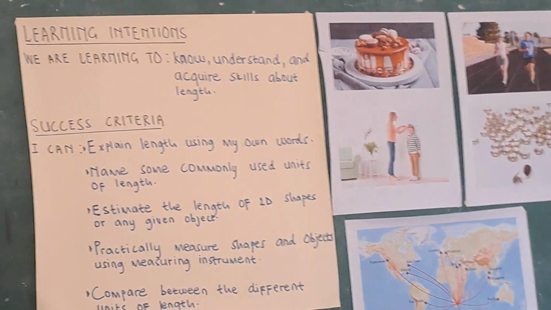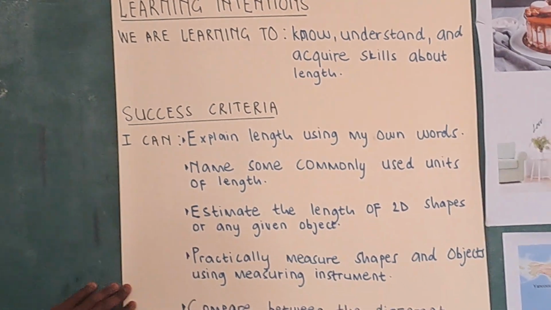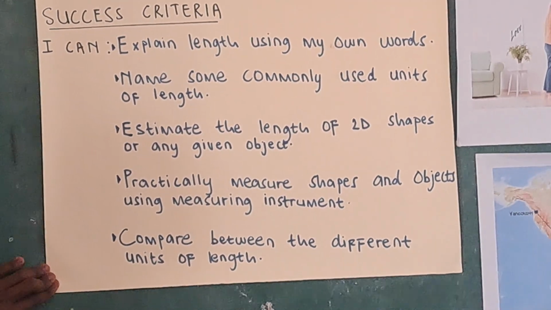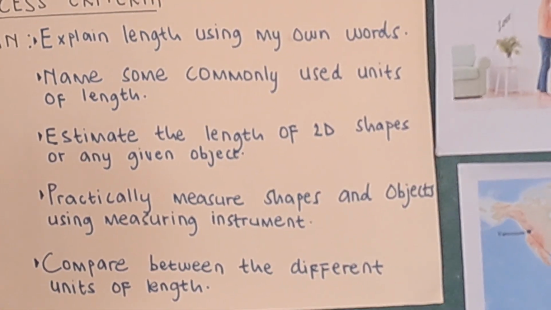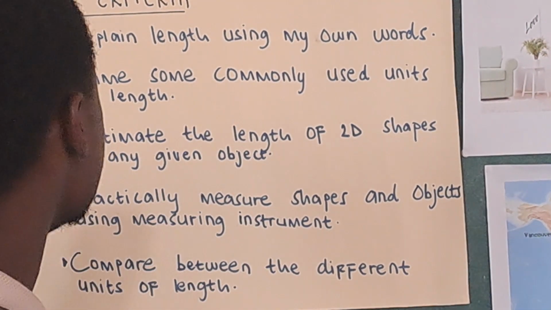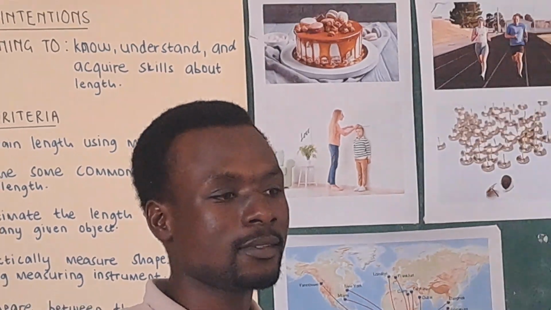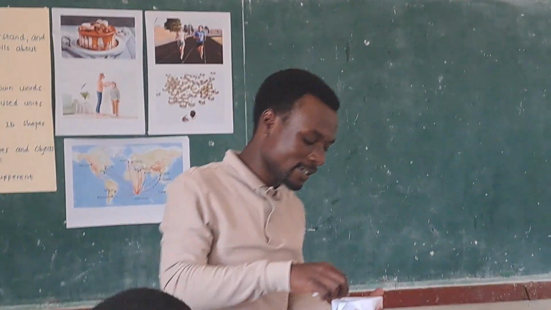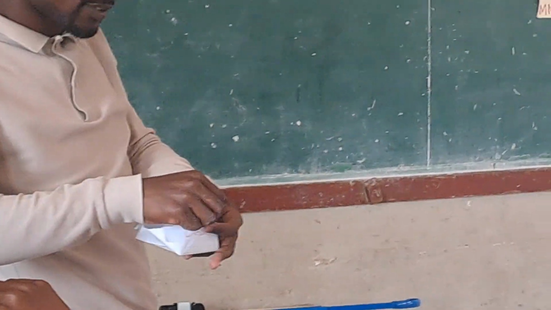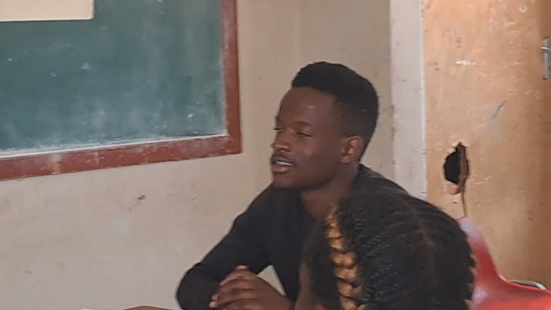Then success criteria number 3. Let's read it all of us. I can estimate the length of 2D shapes or any given object. Exactly. At the end of this lesson, you must be able to estimate. To estimate. What is to estimate? Call your friend to help you.